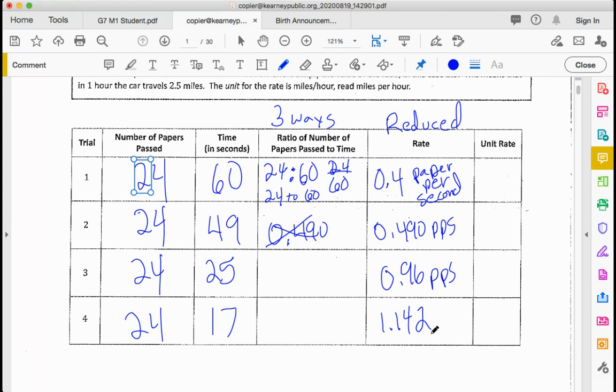No. 1.4. Let's just erase all that. It's so tricky. Nope, that's what it is. 1.412, right? Is that right, rounded? Okay. And again, I don't know these numbers. These are different every class.